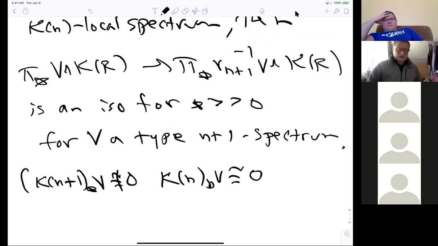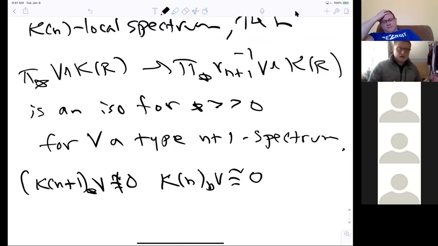And by work of Hopkins and Smith, building on Devinatz-Hopkins-Smith, you know that if a spectrum has this property, then it's going to have some v_{n+1}-power self-map, and you can take the colimit over those v_{n+1} self-maps, and that gives you this object. And so, yeah, let me not say more than that.